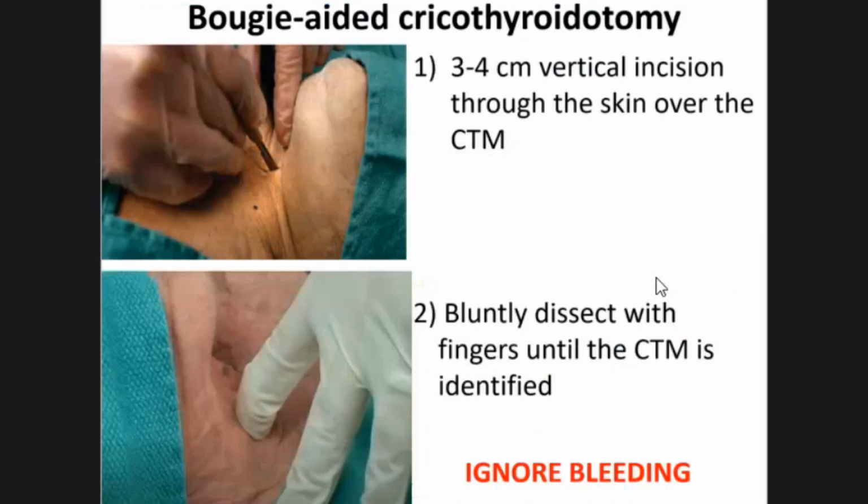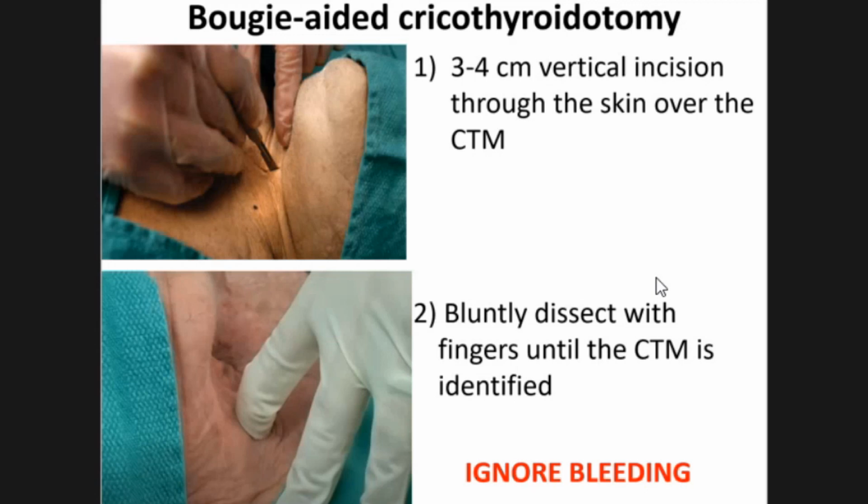Yeah, so for the bougie-aided cricothyrotomy, you first make a 3 to 4 centimeter vertical incision through the skin over the cricothyroid membrane. Vertical incision, 3 to 4 centimeter. Then blunt dissection with the fingers till the CTM is identified. Ignore the bleeding, because you expect a lot of bleeding when you're doing this. Already, this is an emergency procedure, so it's not an ideal scenario.